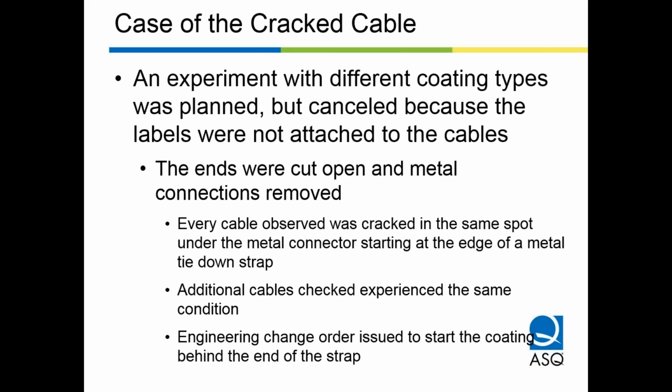Now I'm going to present a couple of very brief case studies of this approach to root cause analysis. The first one is the case of the cracked cable. This was actually one of my favorite investigations. Heavy-duty banded wire cable with the coating was experiencing cracks in the coating. This was a synthetic rubber coating on a wire cable.